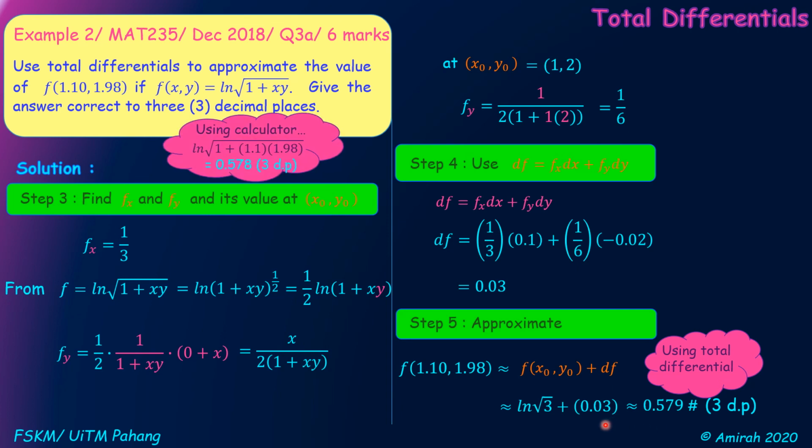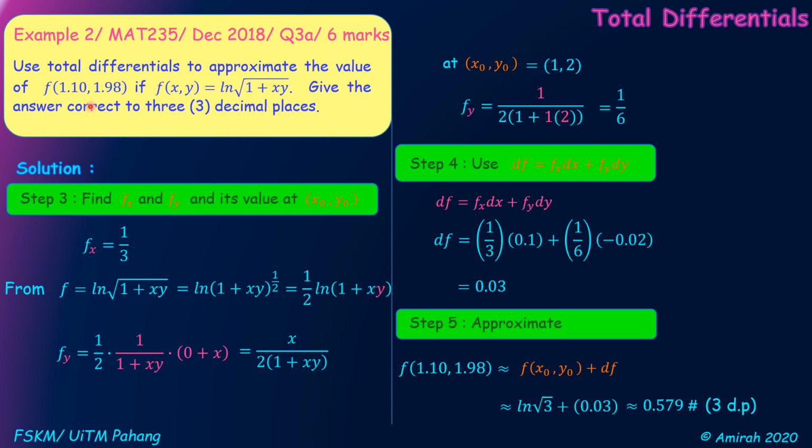We can check the answer, okay, from here. Okay. Using calculator, we can calculate ln square root of 1 plus, we replace x by 1.1 and then times, we replace y by 1.9. So when we use calculator, we get this answer 0.578, correct to 3 decimal places. If we compare, when we use total differential, the answer is almost accurate, right?